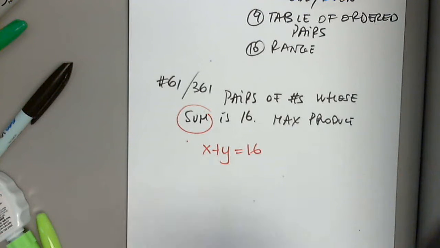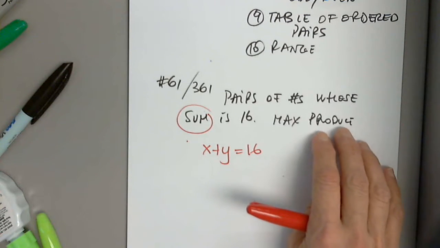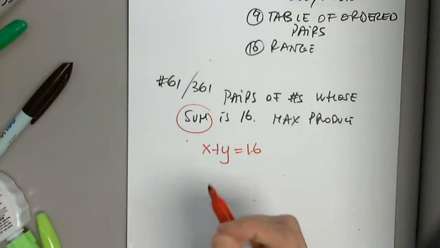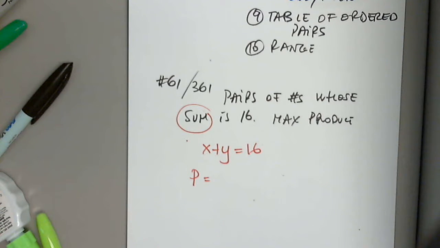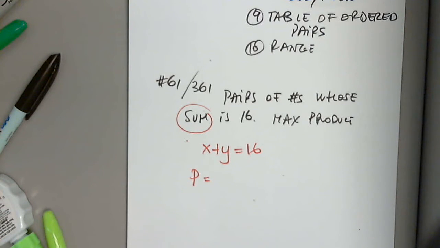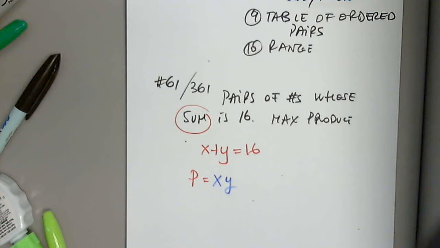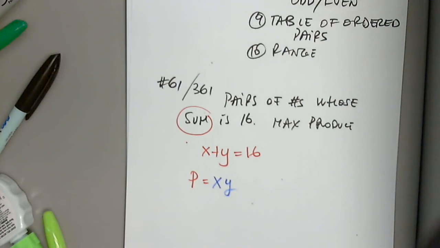Okay. Now I need to create the product. So can anyone give us the product of these same numbers that we used to write the equation x plus y equals 16? What is the product of these numbers? How do I write it? X, Y. Very good. It must be xy, right? If the sum of these numbers is x plus y, their product must be xy. Would you agree? Okay, perfect.